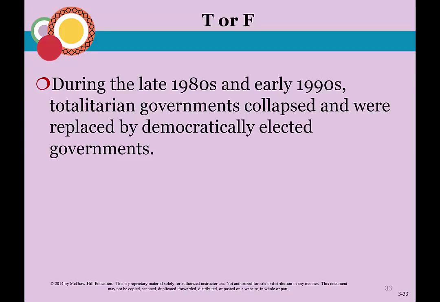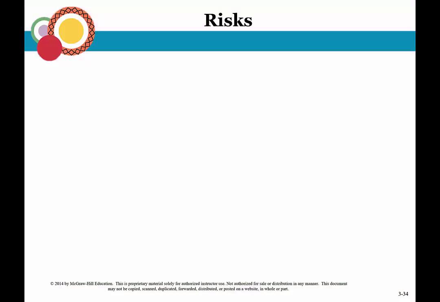During the 1980s and early 1990s, totalitarian governments collapsed and were replaced by democratically elected governments. The answer is actually true to that, and we've seen it throughout this presentation. Now let's talk about the risks.